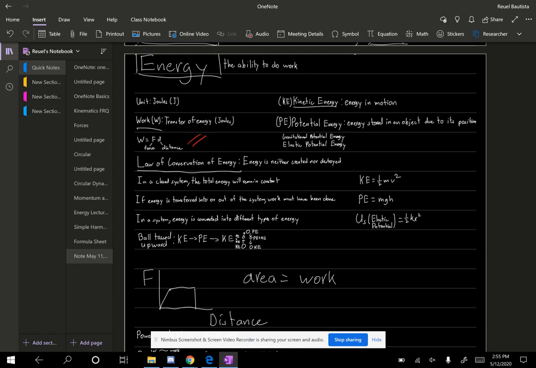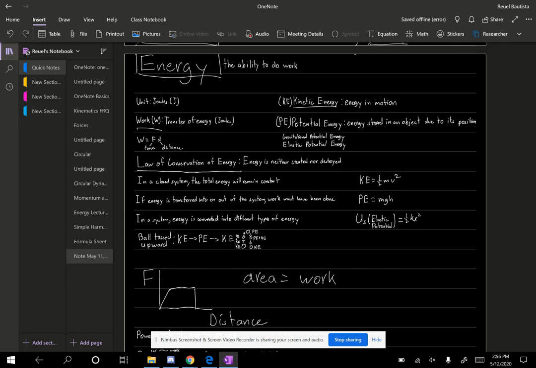Work is equal to force times distance. So for work to happen, you need to apply a force over a certain amount of distance. So pushing a wall is you not doing work. You're not doing work if you're not applying a force over a certain amount of distance. So that's super duper important. Work is force times distance.